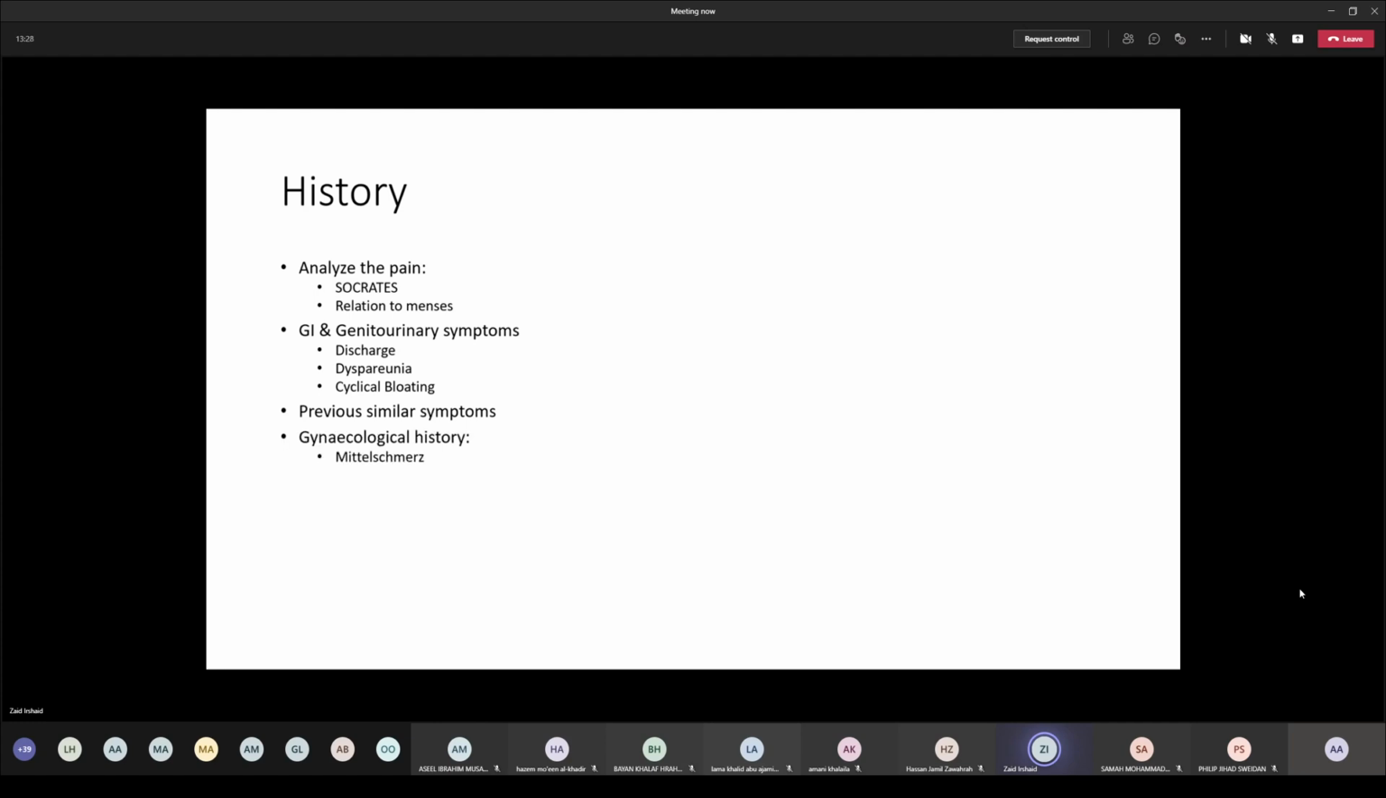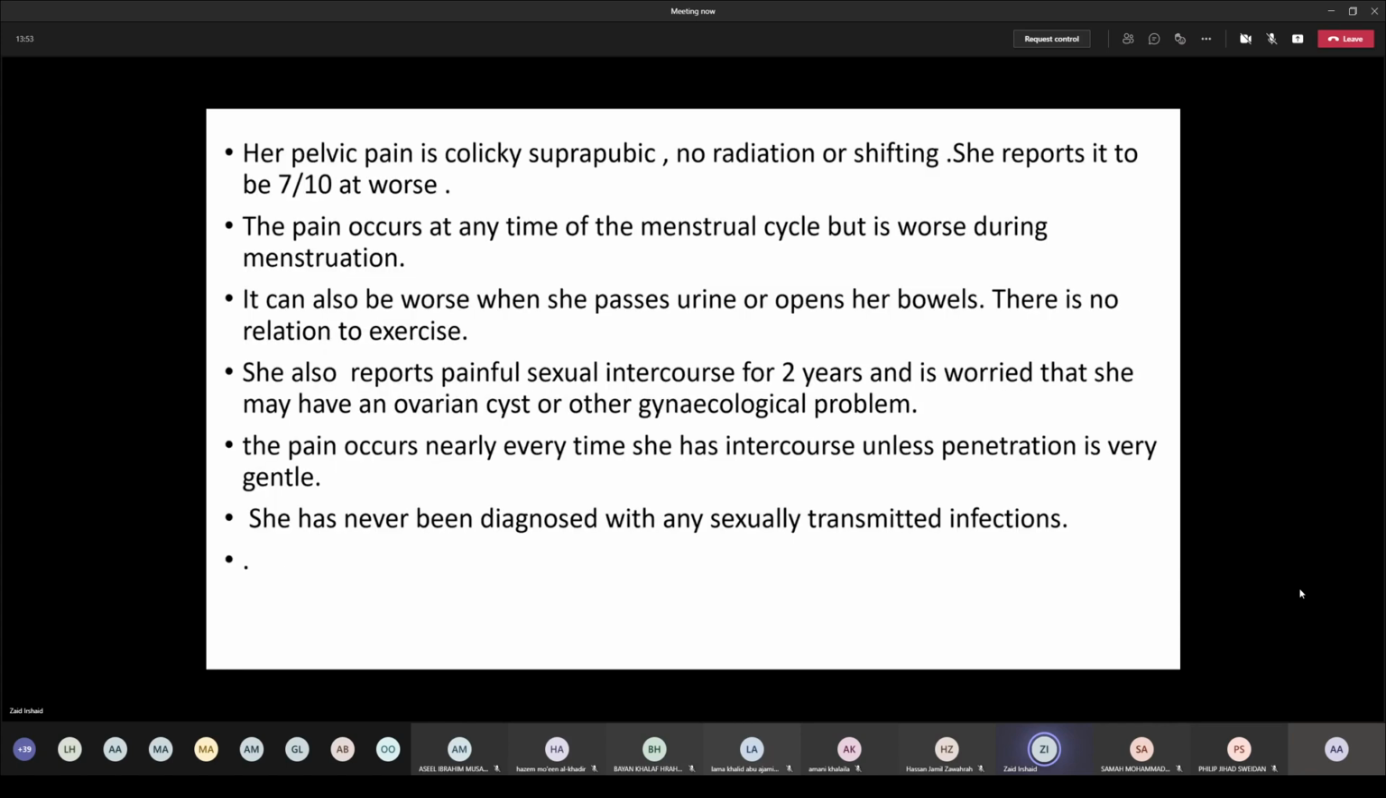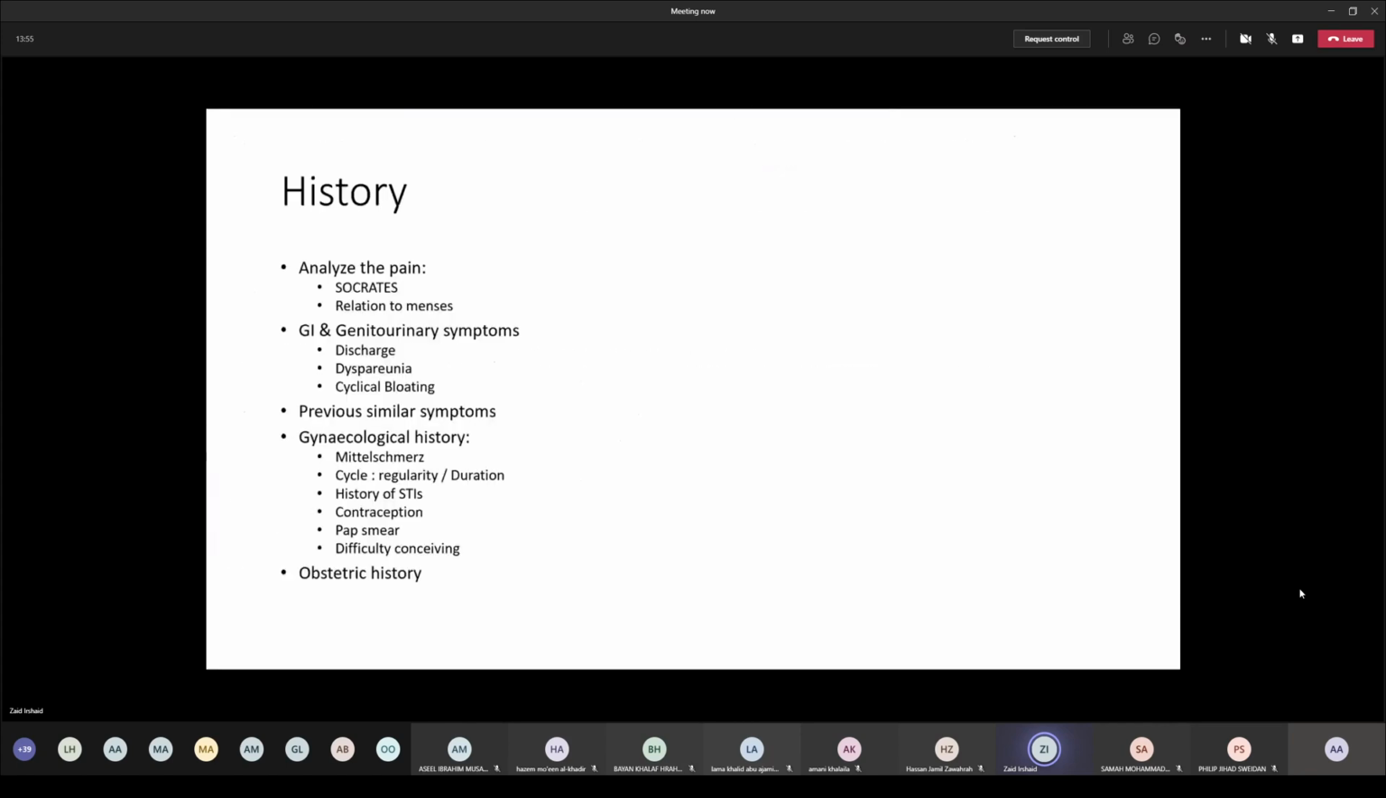We should analyze her gynecological history, especially if she has any Mittelschmerz, how were her cycles, and history of STIs, contraception, and which contraceptive is she using, if any. How were her pap smears done, and when was her last pap smear? We also should ask in gynecological history about any history of intermenstrual bleeding and postcoital bleeding. And then, as always, we just have to outline our obstetric history. So that's a summary of what your colleague said.